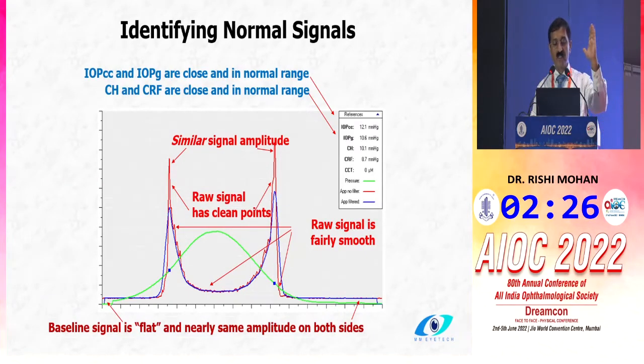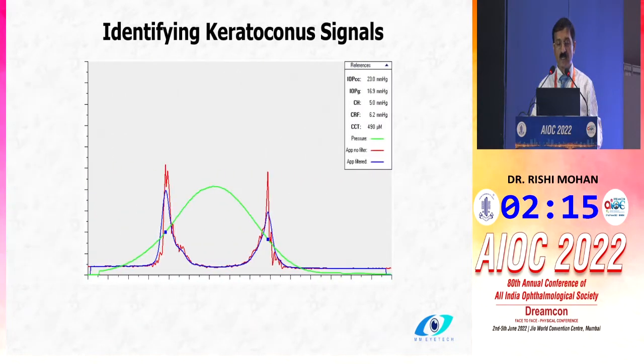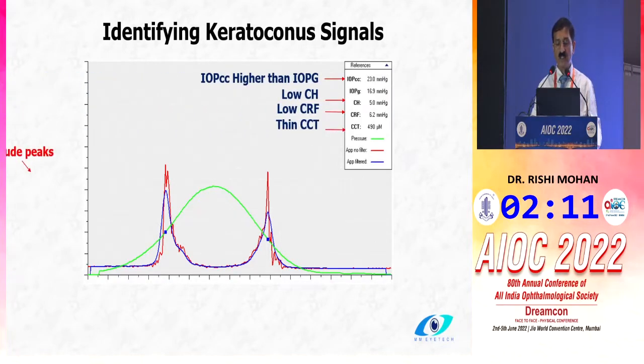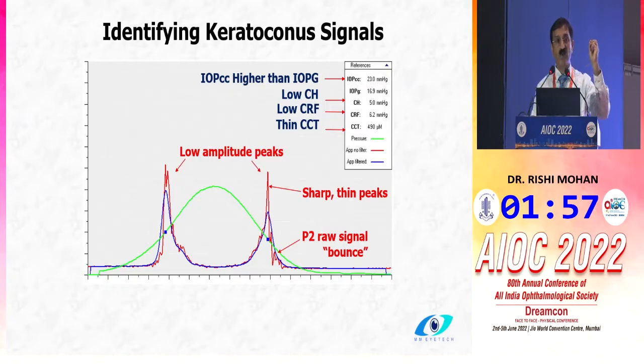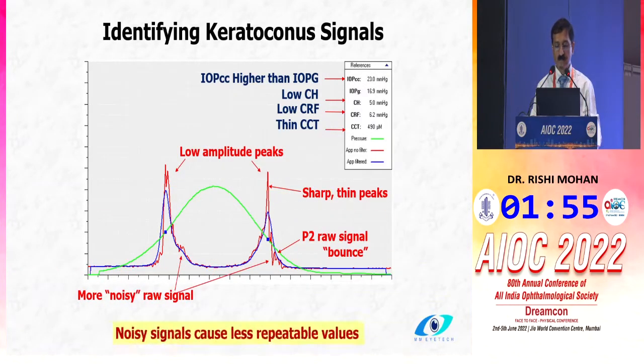These are nice similar signal amplitudes of the first graph that I showed you, the applanation in and the applanation out. The CH and the CRF, as well as the IOP-G and IOP-CC are in the normal range. But when you look at keratoconus, you see blunting, you see a noisier signal, you see lower amplitude in the peaks, which are sharper and thinner, and you get a bounce because of the flutter of the cornea as it settles down. It doesn't just settle down like a rigid structure, it flutters as it settles down, and that's what is picked up by these equipments.